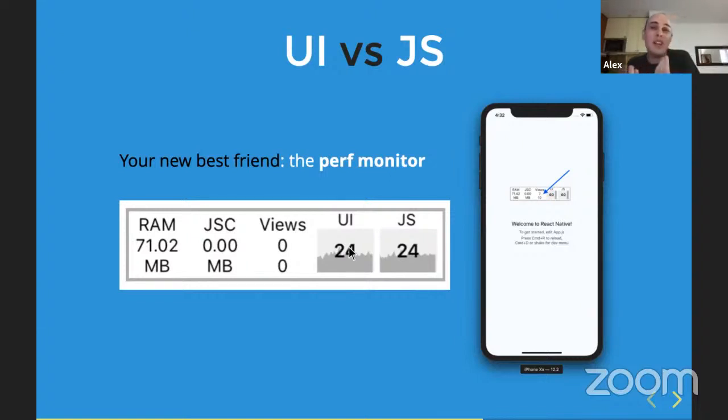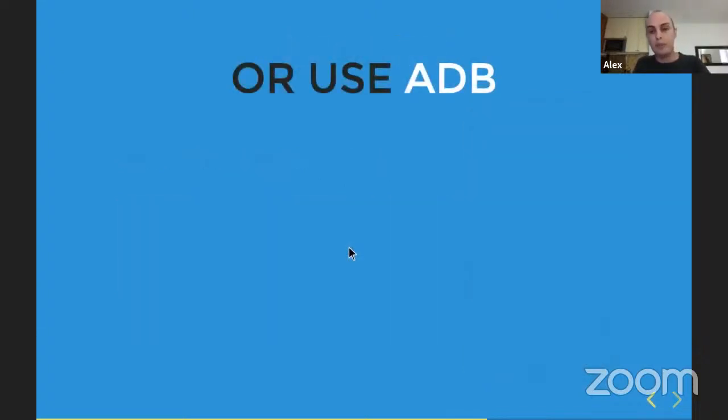But we kind of assumed that it was just because we were on debug mode, etc. But yeah, that's it. It seems like we had an issue on the native side. So we can also use native tools to measure this. On Android, we can use ADB.